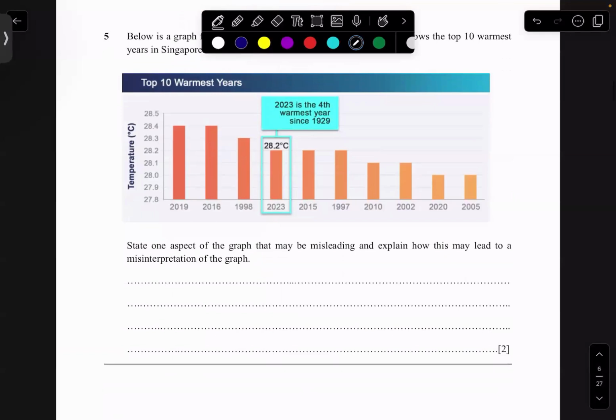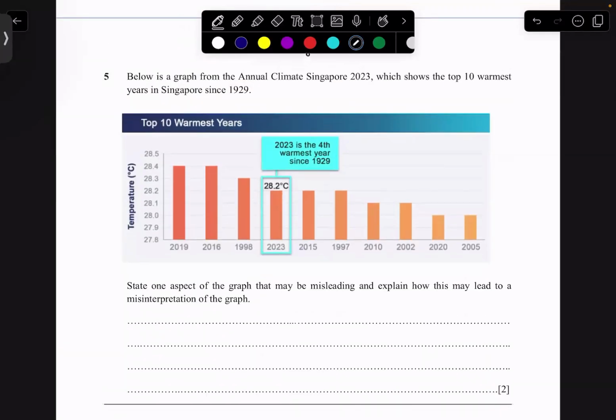Question 5. Below is a graph from the Annual Climate Singapore 2023, which shows the top 10 warmest years in Singapore since 1929. State one aspect of the graph that may be misleading, and explain how this may lead to a misinterpretation of the graph. There are a lot of factors over here that are misleading.